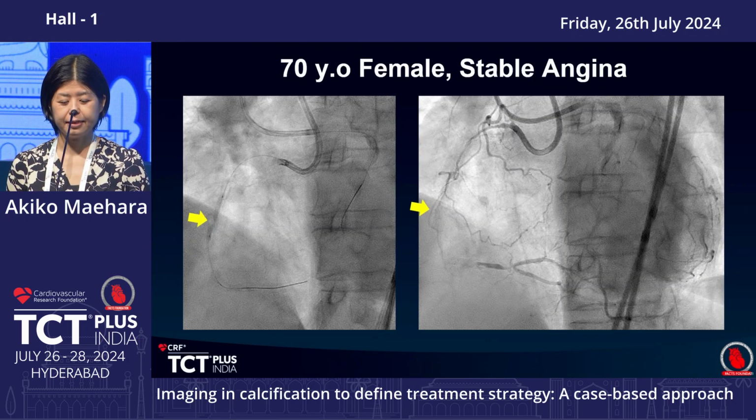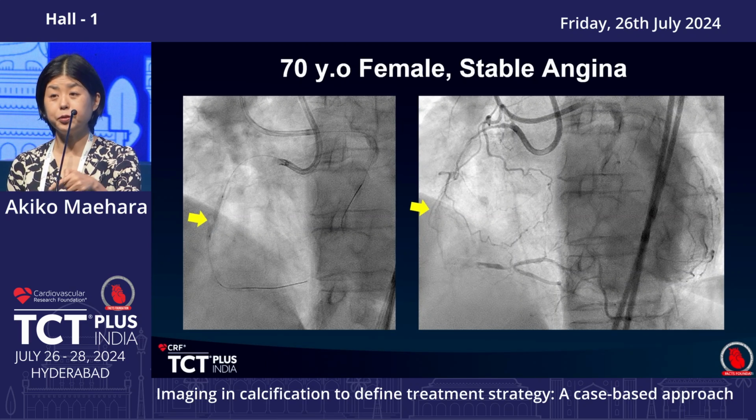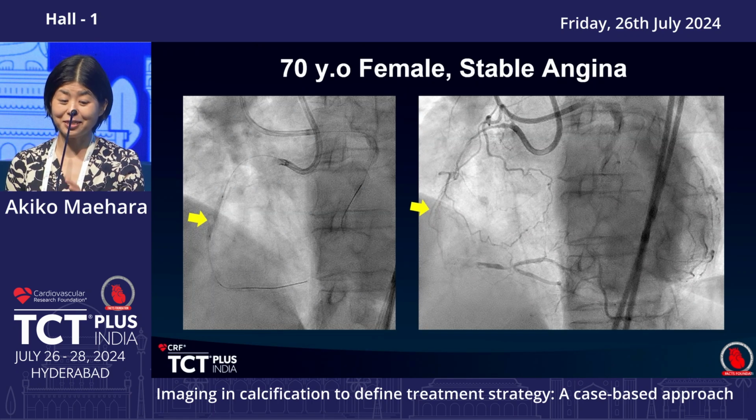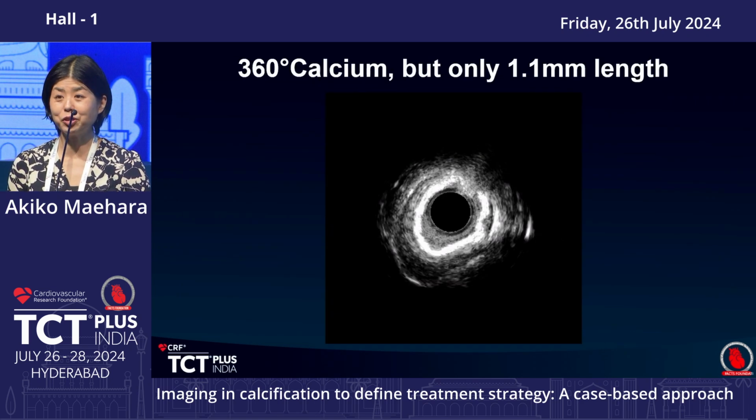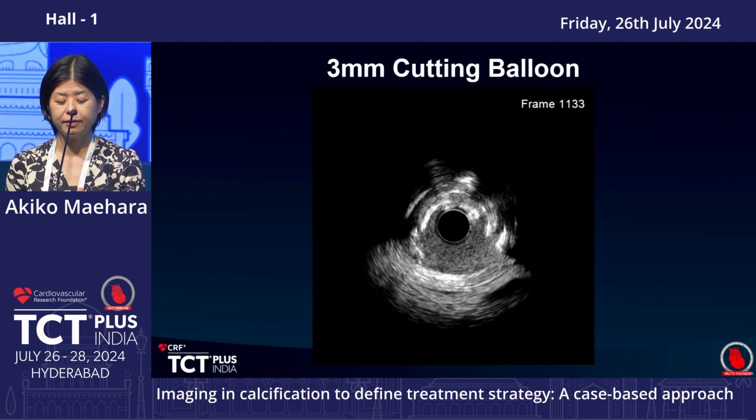How about this case? This case was a CTO, and you see the antegrade wire going to the distal portion nicely, and after the pre-dilatation, you see the non-opening segment in the middle of the balloon. And this is a picture. Again, we see circumferential calcium. This calcium is also short, and we thought it's okay to make the fracture using a balloon. And we used the cutting balloon, and this is after.